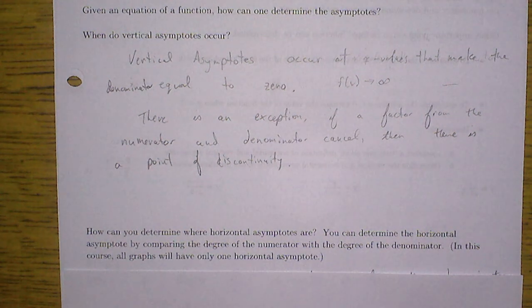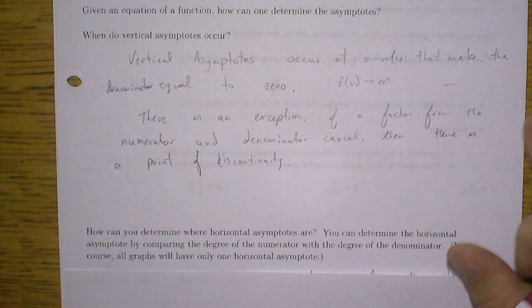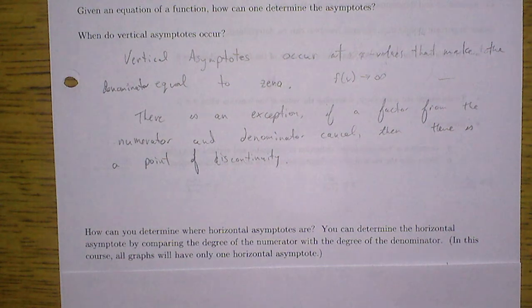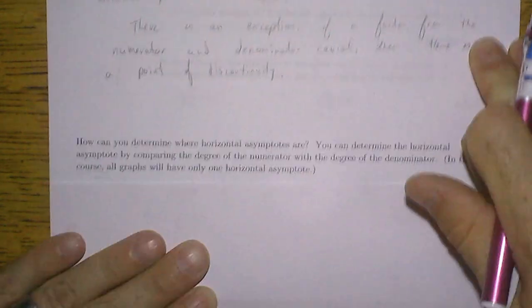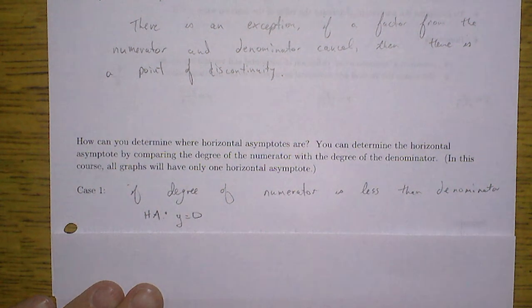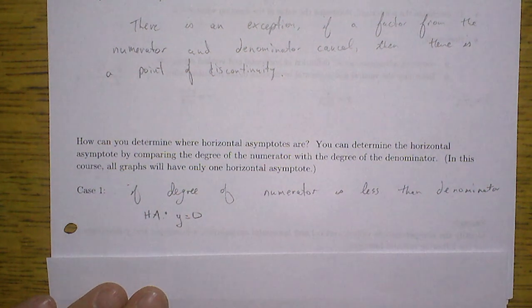So how can we determine a horizontal asymptote? That is much more difficult, and I'm going to break it up into 3 different cases. There are really 3 different scenarios, and they have to do with the degree of the numerator and the degree of the denominator. So case 1. If the degree of the numerator is less than the degree of the denominator, we have a horizontal asymptote y is equal to 0. Allow me to give you an example.